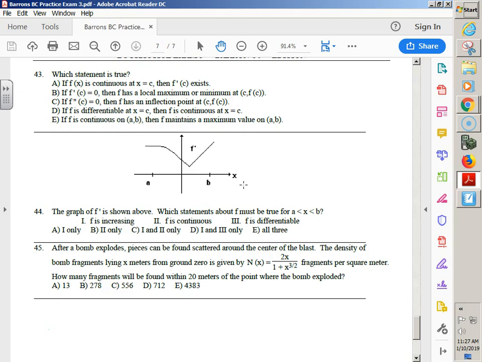What else you guys got? 43 to 45. Let's not talk about 45 again, if you don't mind. Anything 43, 44?